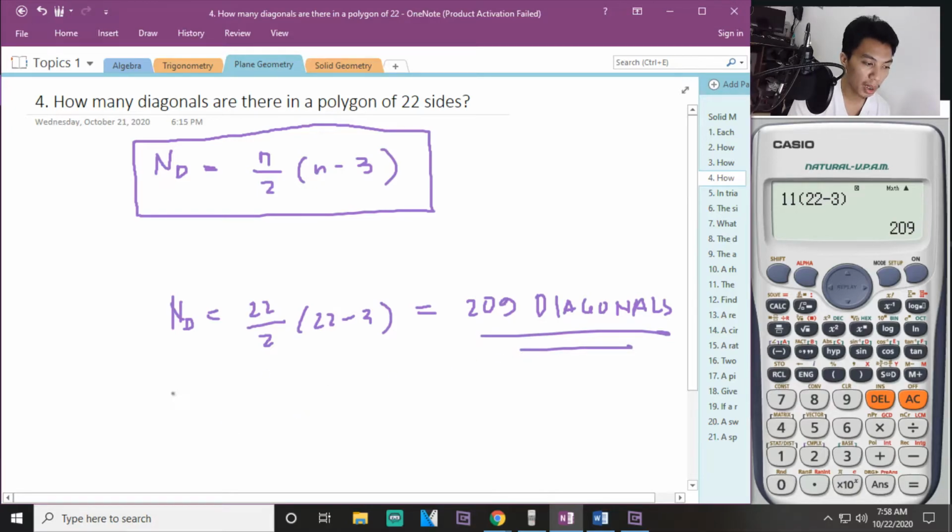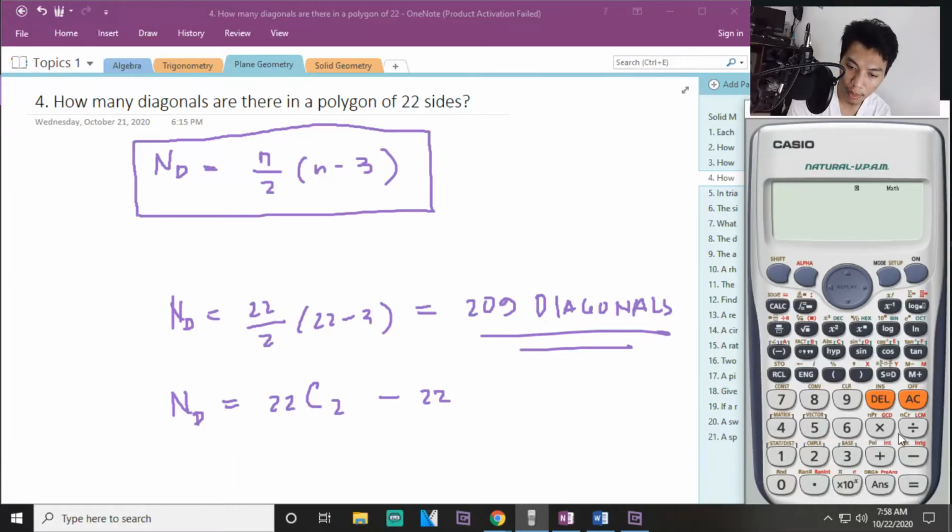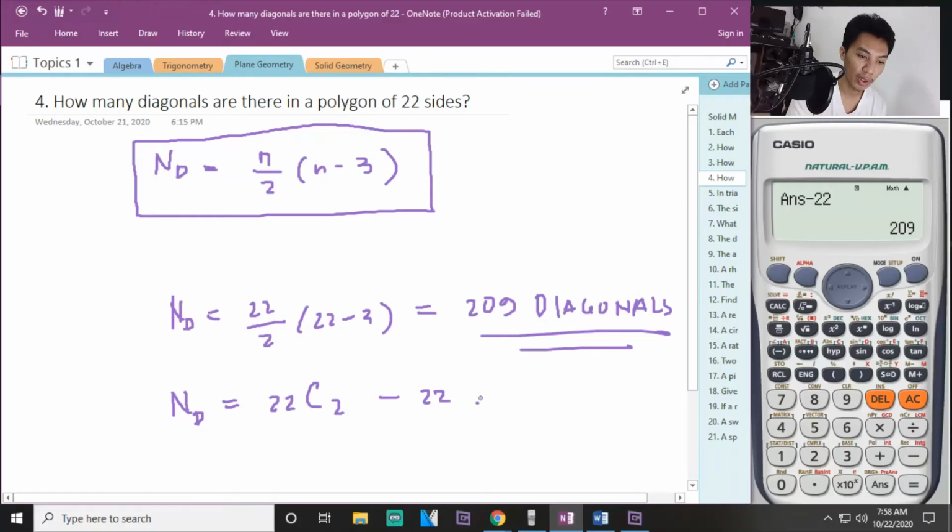Paano kung gamitin natin yung isa? N equal to 22, NC2 minus 22. Try nga natin. Mag-equal sila. So, shift NCR 22 tapos 2 minus 22. The answer is 209. So, dalawa yung naging formula natin. Any of the two you want to use.